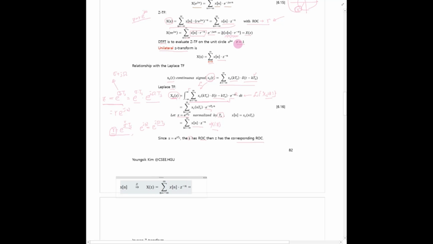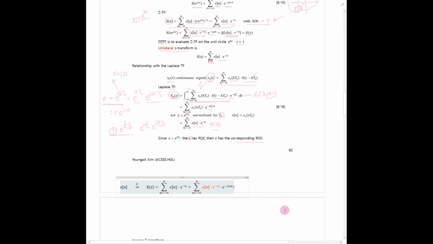Okay, but the z transform can be understood by these equations. It means the z transform can be understood by replacing z with r e to the j omega, then r to the minus n, and x[n] times e to the minus j omega n. So this one, the z transform, is actually the Fourier transform, the DTFT of these terms. Okay, this is the z transform.